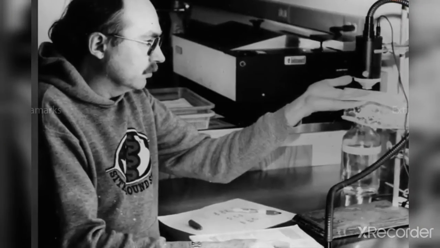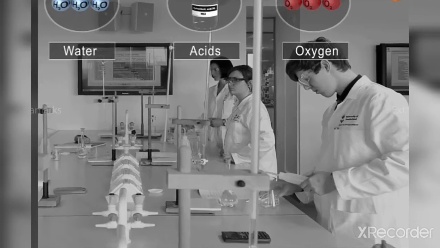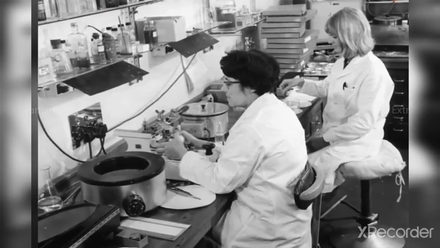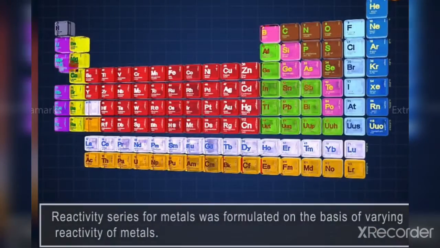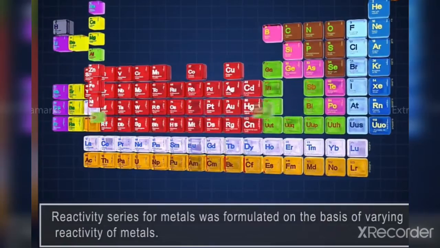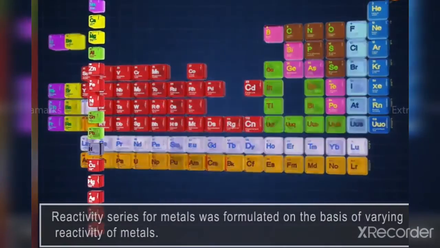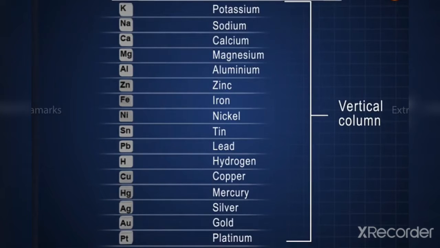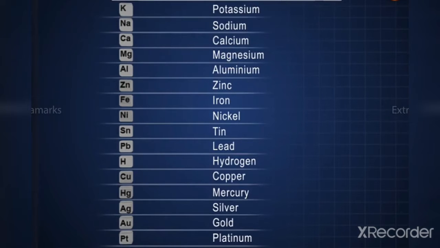Scientists observed the reaction of metals with water, acids, and oxygen to compare the reactivity of various metals. A reactivity series of metals was formulated on the basis of varying reactivities of metals. The reactivity series is a vertical column in which metals are arranged on the basis of their reactivity. In the reactivity series, more reactive metals are placed towards the top, while less reactive metals are placed towards the bottom of the reactivity series.